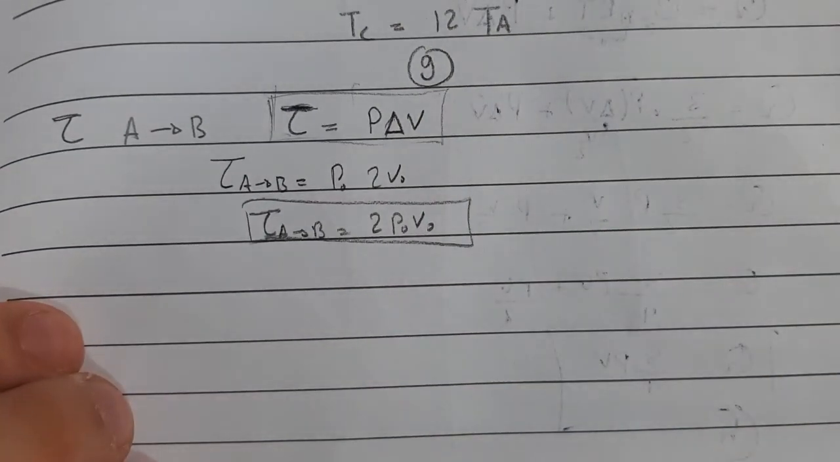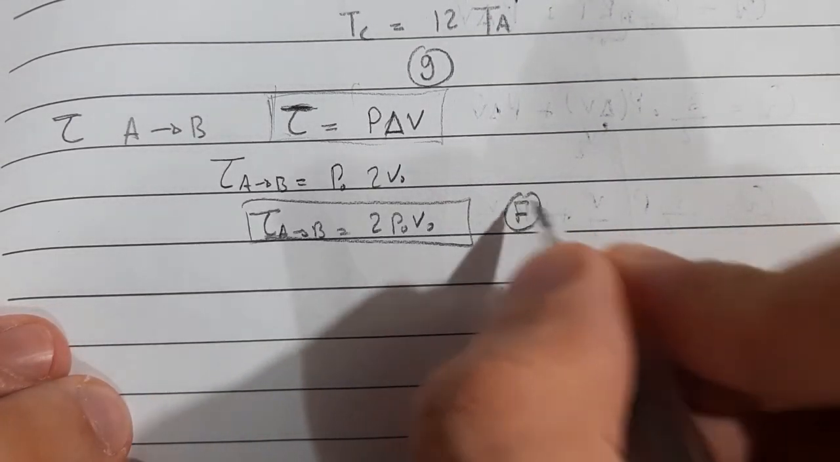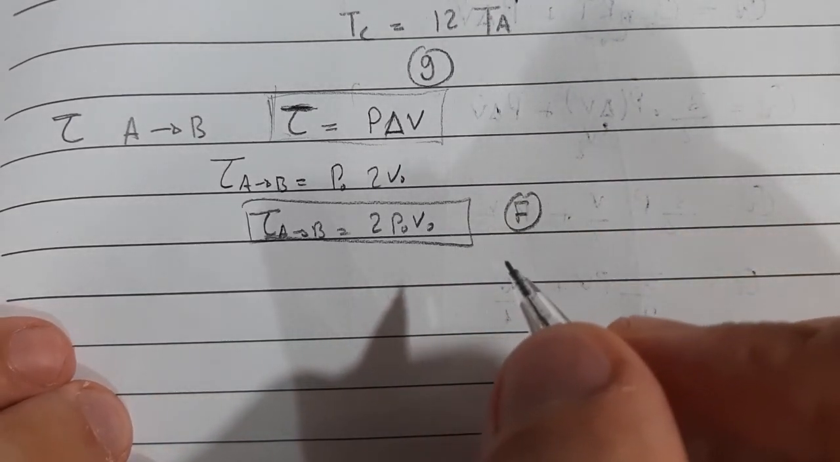And where can we find this? Well, let me look over here. Yeah, in alternative F, 2P0V0.